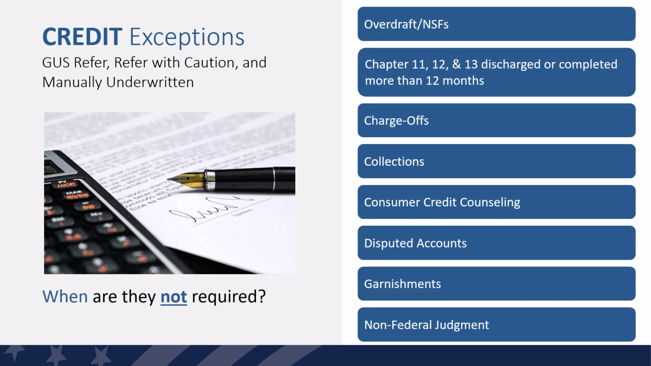Credit exceptions are not required for instances such as overdrafts, Chapter 11, 12, and 13 discharged or completed more than 12 months, charge-offs, collections, or other examples listed on this slide. However, remember it is the approved lender's responsibility to review and determine the loan meets agency guidelines and is an acceptable credit risk. Again, these are the agency's minimum guidelines. Lenders may have additional overlays or more stringent credit requirements.